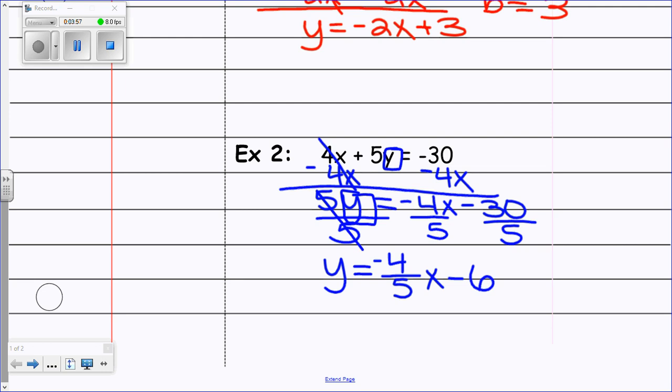Y is now by itself, so now we have the equation in slope-intercept form. And in this case, we know that the slope is a negative 4/5, and the y-intercept is a negative 6. So once we take it from standard form to slope-intercept form, we should be able to interpret what's the slope and the y-intercept.